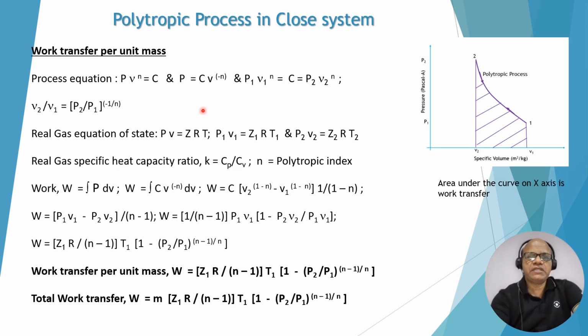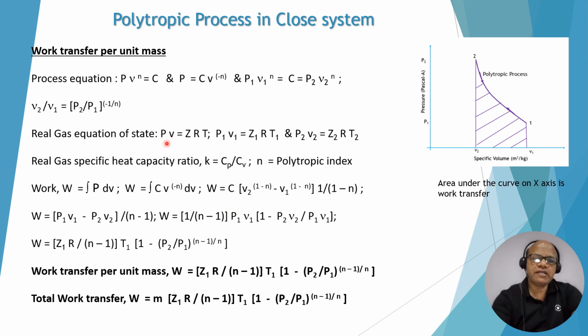Now let's derive the polytropic work for a closed system. PV to the power n equals constant, where n is the polytropic index. This is the equation for the polytropic process. On the PV diagram, you can see the area under the curve on the x-axis is equal to the work transfer.